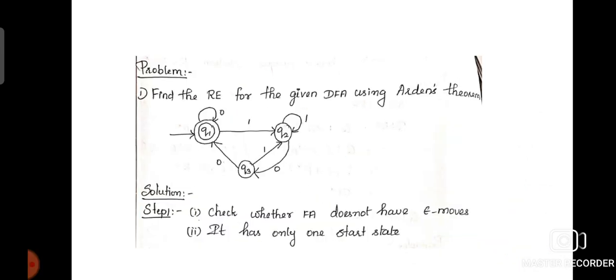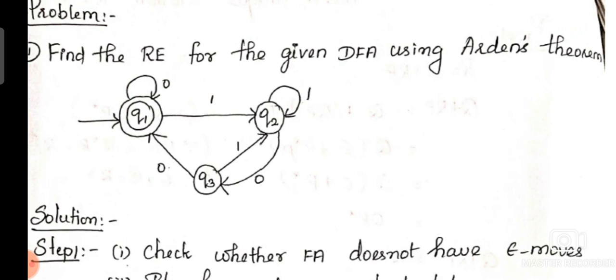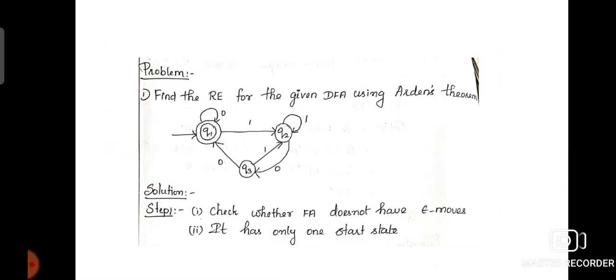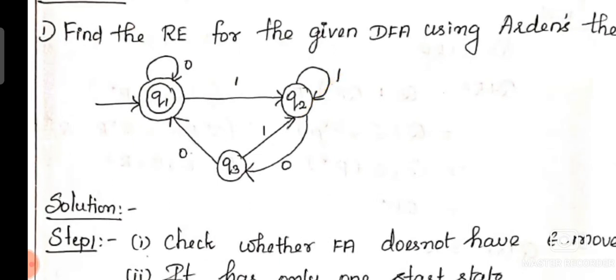And for Q2, we can identify what are all the incoming edges coming to Q2. One edge is coming from Q1 and the symbol is 1. Another edge is coming from Q3 and the symbol is 1. Another edge is a self loop, that is the same state and the symbol is 1. So we have written Q2 equal to Q1 dot 1 plus Q2 dot 1 plus Q3 dot 1. And for Q3, only one incoming edge is there, that is from Q2. So we write Q3 equal to Q2 dot 0.